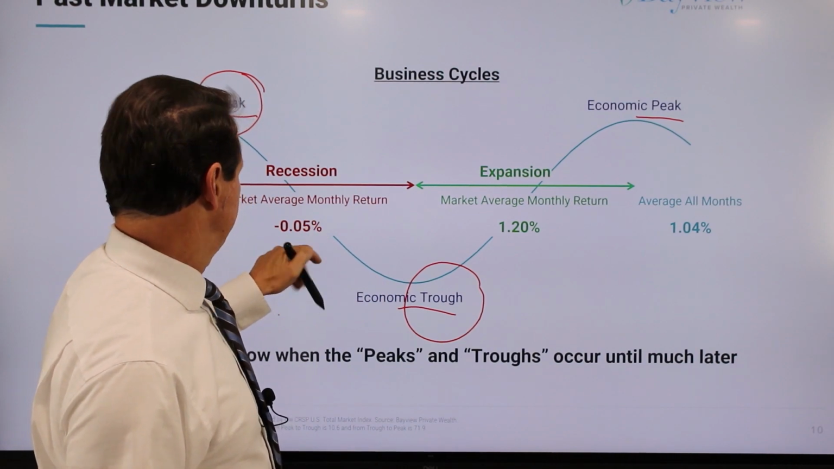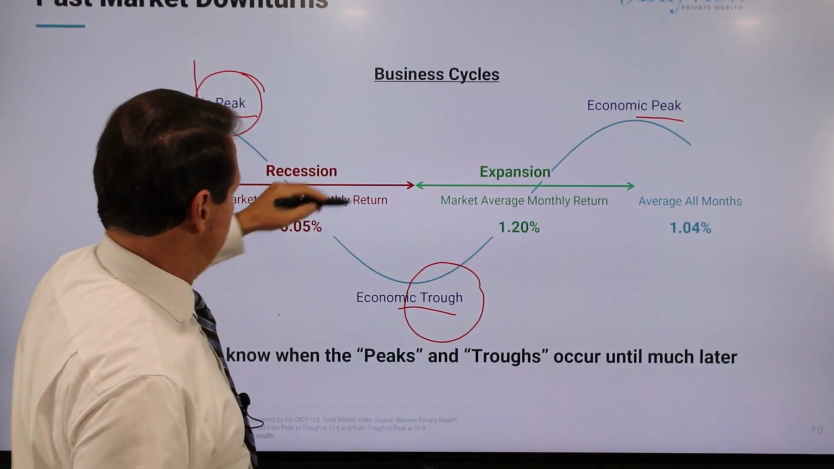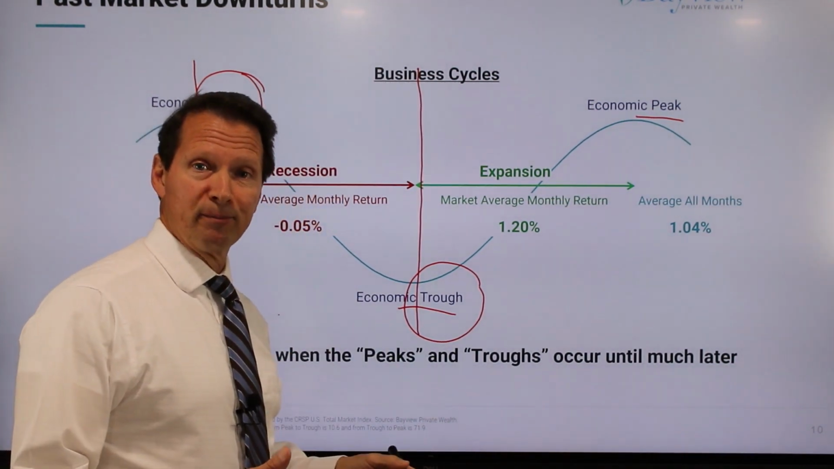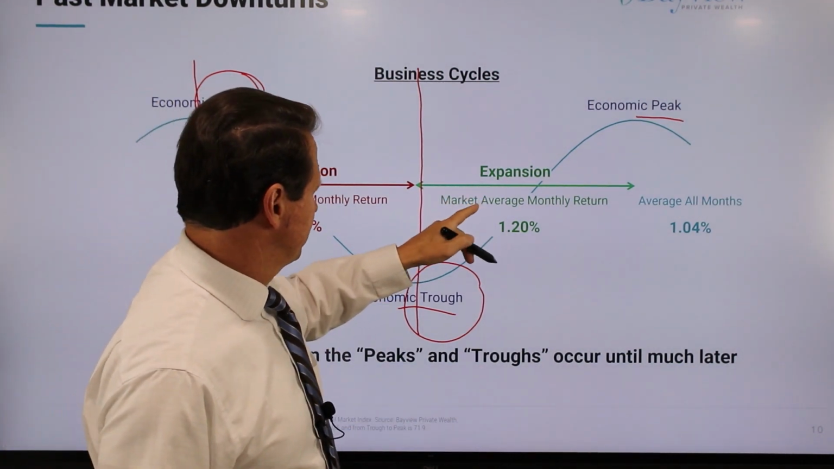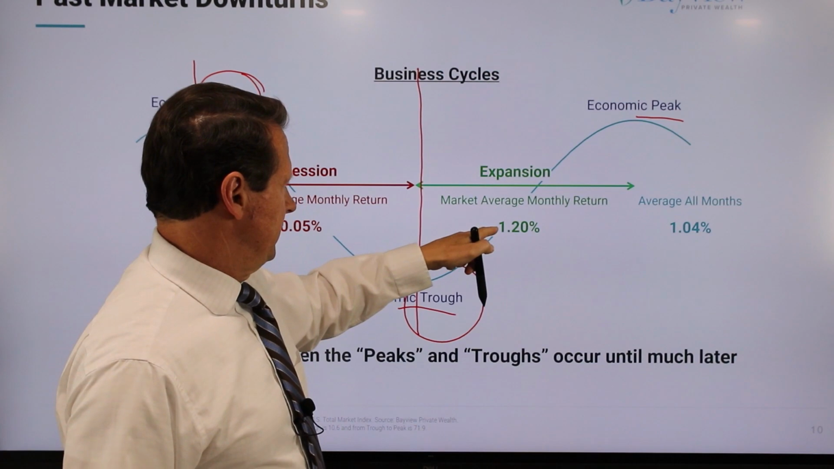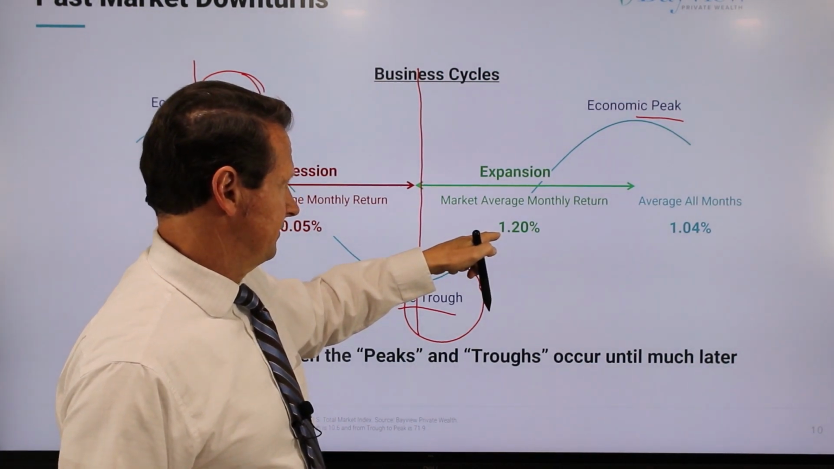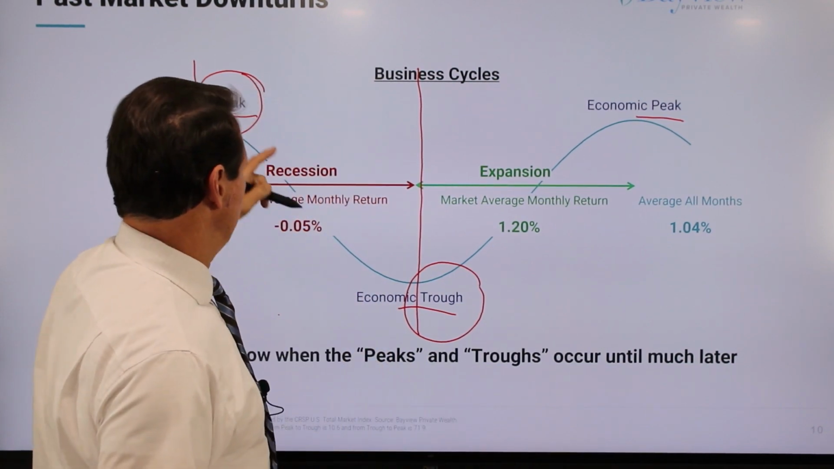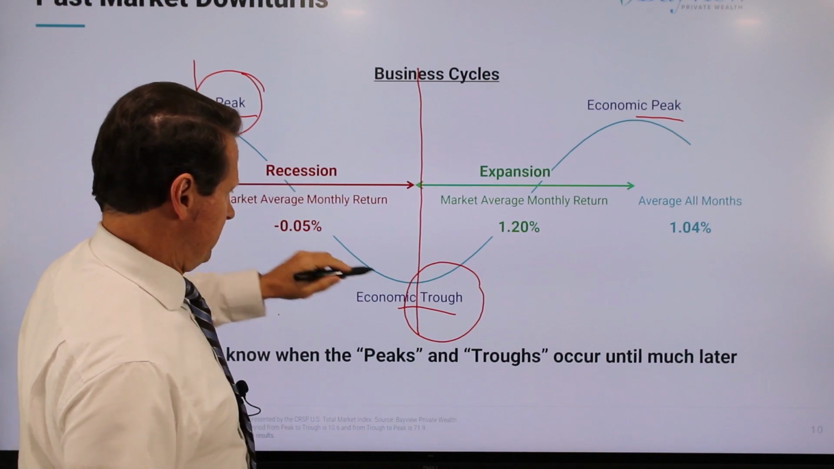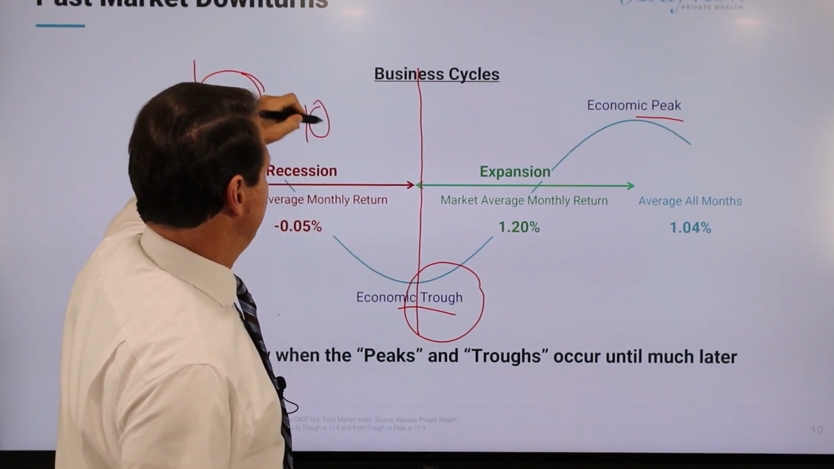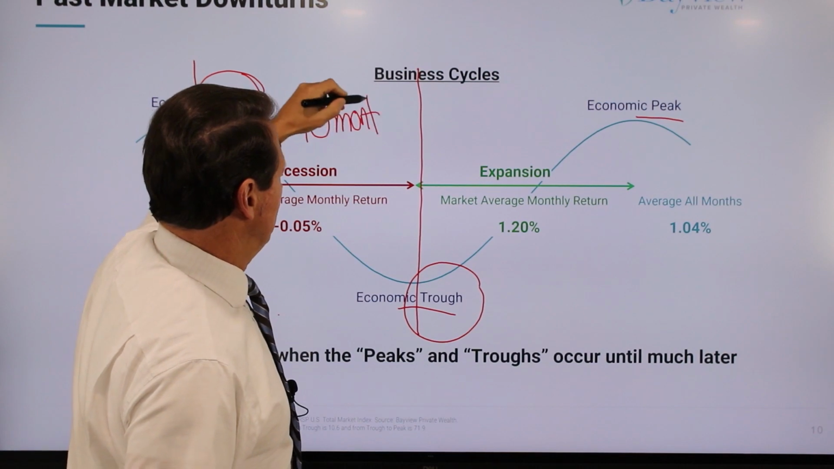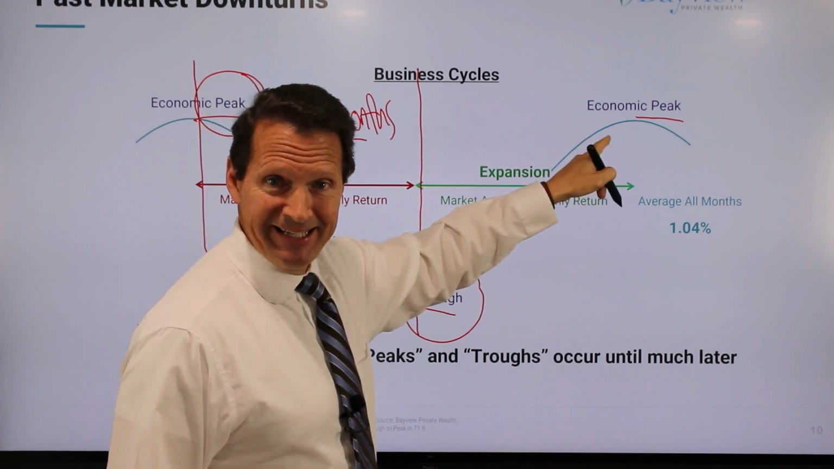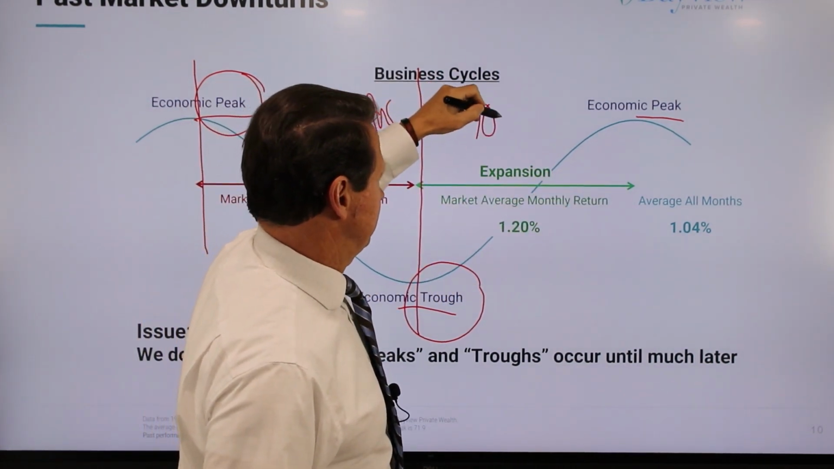The average rate of return from the peak to the trough is about negative 0.05% per month, okay? And then the average rate of return for the expansion is 1.2%, right? And then the average of all months is 1.04. This is really important because what is the length of time from here to here? Guys, it's only about 10 months, right? Which is pretty incredible because that's fast. What is the period of time from here to here? It's about 70 months, okay?